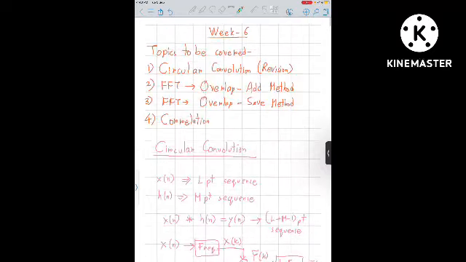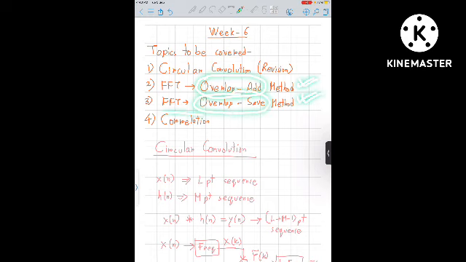So in week 6, this week's content is actually quite less, so I'll complete it much faster. First I will be doing a revision of circular convolution, and then there are two FFT implementation methods. First is the overlap add, then we have the overlap save method, and then finally I'll talk about correlation.